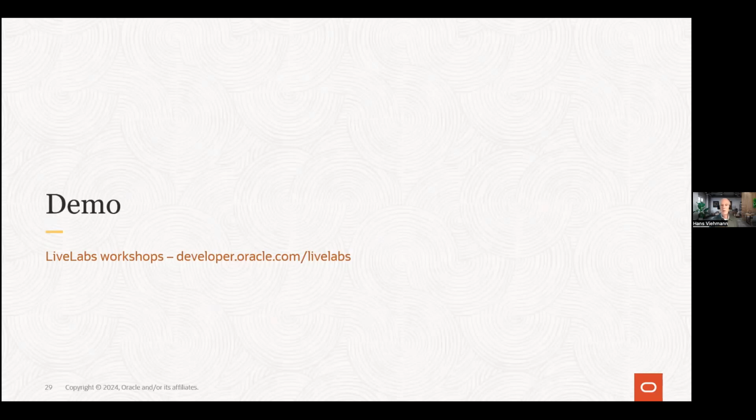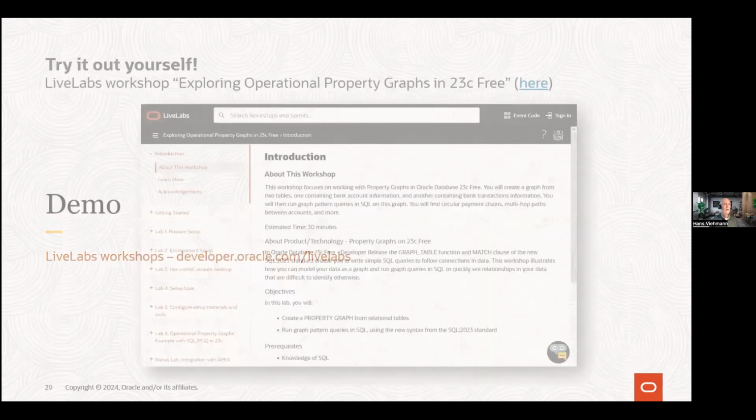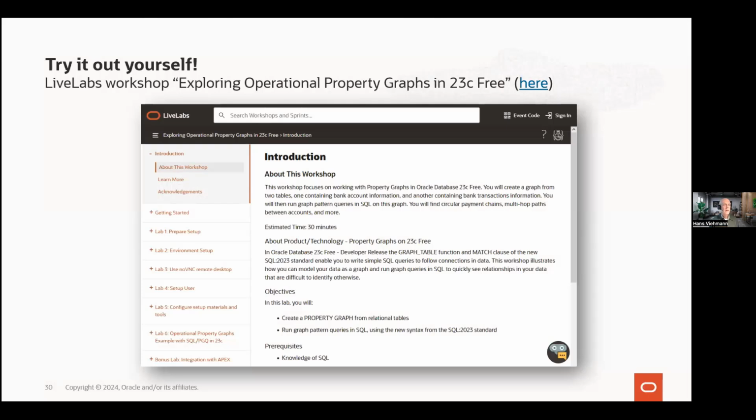And my recommendation, if you want to do this, is to use the LiveLabs workshops. I hope most of you know that we have this wonderful platform, developer.oracle.com/LiveLabs. On that platform, there is a dedicated workshop on exploring operational property graphs based on the 23C free release. And that's nice because it comes with the full automation. It installs the complete stack and configures everything. So you have a 23C database in the end, of course. You have a noVNC console, SQL Developer, the old one at least, ORDS, even Apex, and so on.